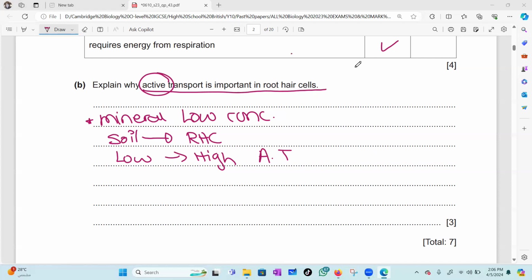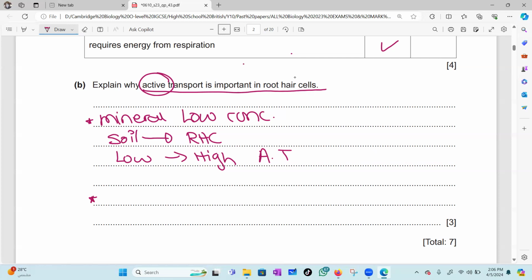Layla, can you give me an answer? Why is it important to absorb minerals from the soil? We said one point, that it will move from low to high concentration. So we need to do it with active transport. I want another reason because it's out of 3 marks. This is not enough.